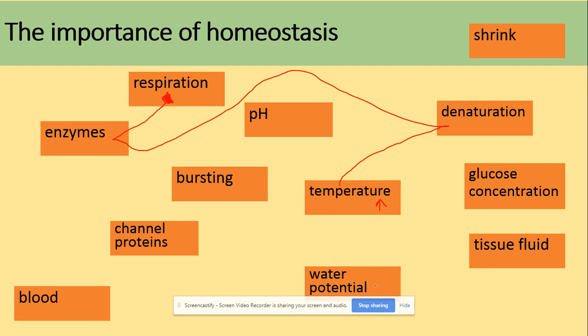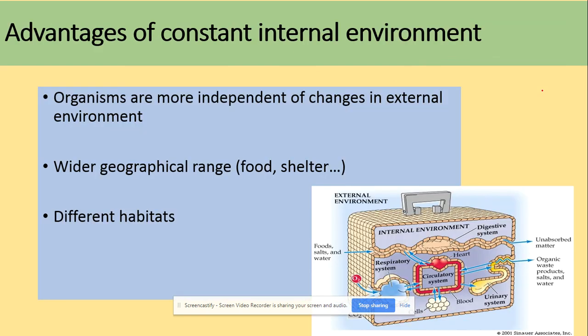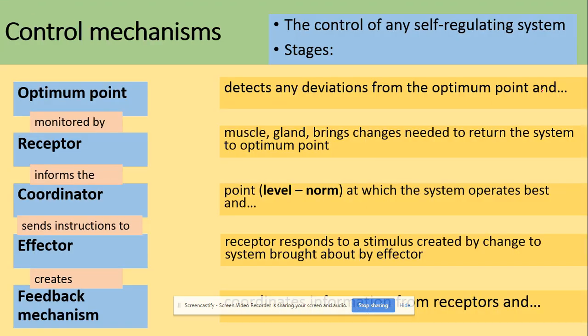If there is a difference, osmosis will take place from higher to lower water potential, so that could cause the cell to shrink, for example. There are plenty of examples that you could easily find and make lovely links to show the importance of homeostasis. The advantage of a constant internal environment is that organisms are more independent of changes in the external environment. So they could achieve a wider geographical range and survive in different habitats.